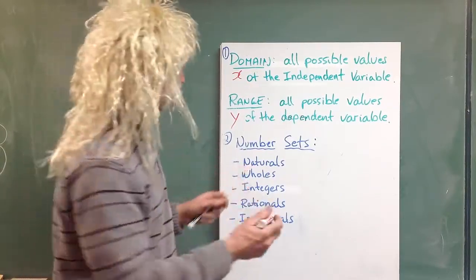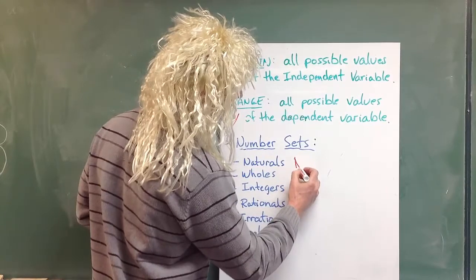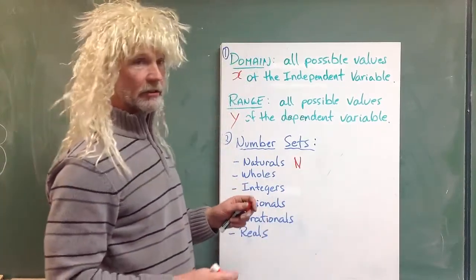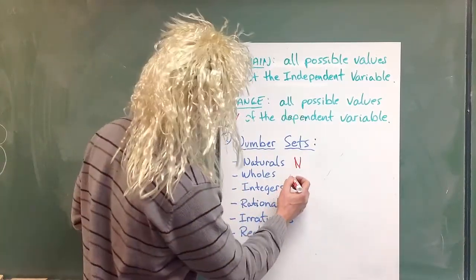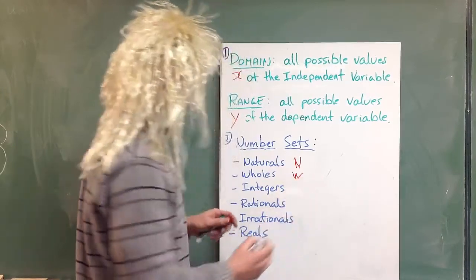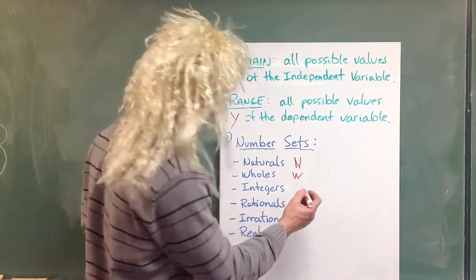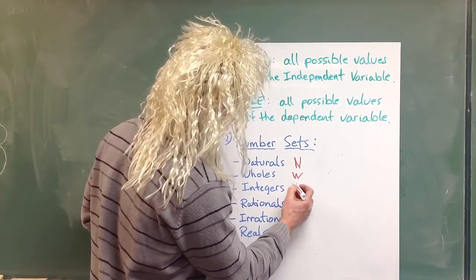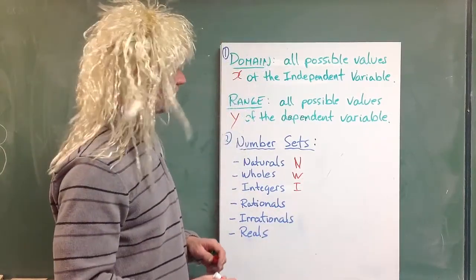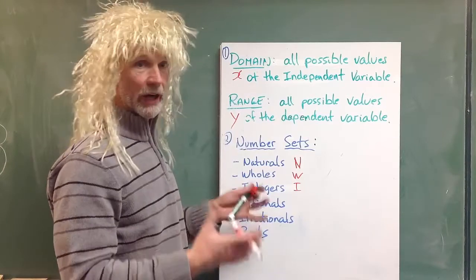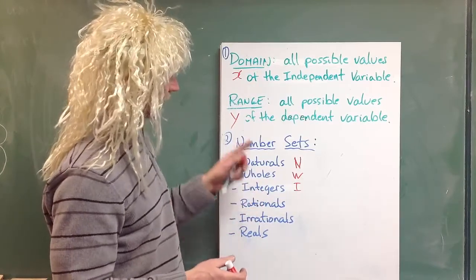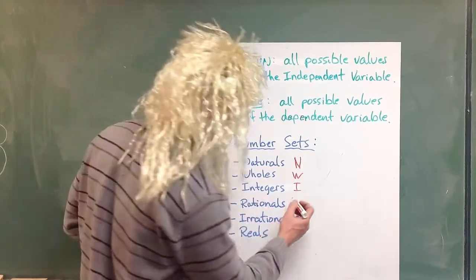As far as the number sets, the natural numbers, remember, are your counting numbers: 1, 2, 3, 4, 5, and so on. And that's denoted with a big N. Whole numbers are 0, 1, 2, 3, 4, 5, forever. And that is a big W. Integers are positive and negative whole numbers, so negative infinity to positive infinity. That's a capital I. The rationals are anything that could be written as a ratio or as a fraction. So that includes all of these, as well as decimals and fractions.